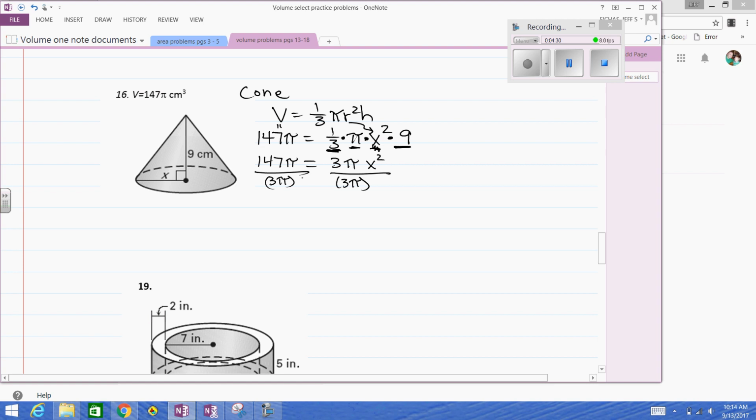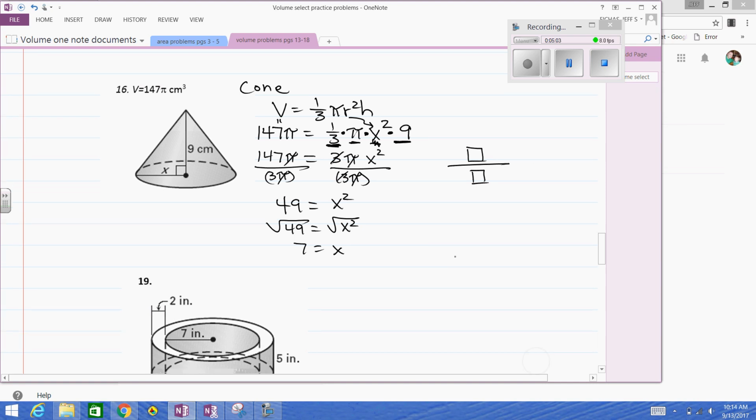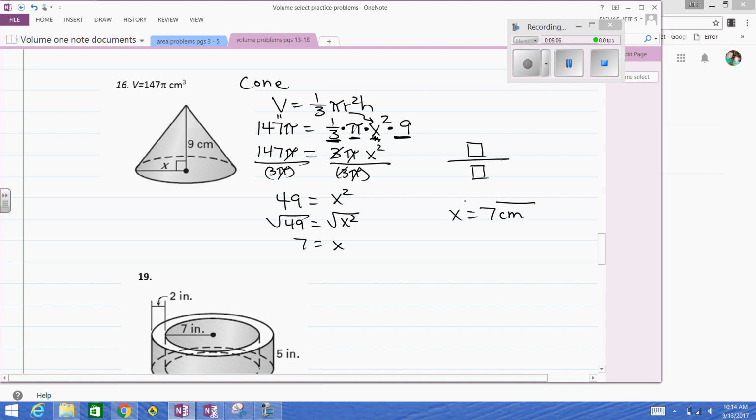Be careful. Use the big fraction feature on our calculator, the one where you hit the control divide sign, so that you're not going to make any mistakes. The 3 and the pi have to go together, or knock them out this way. So 147 divided by 3, what are we looking at? 49, I think. Yeah. So then we're going to square root to get rid of the squared, and we get 7. And technically, we should use centimeters, so x is 7 centimeters.